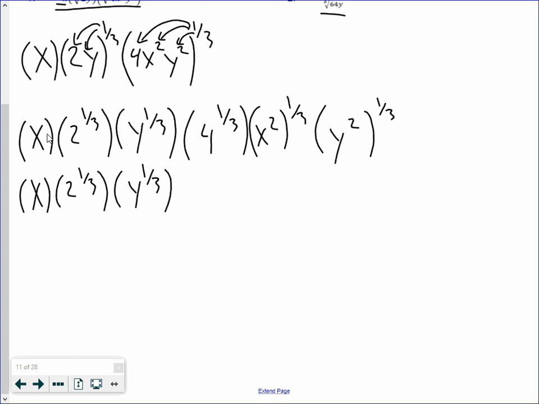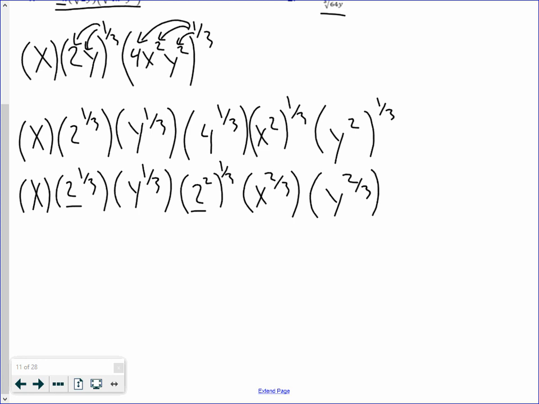For this 4 to the 1/3, I'm going to change 4 into 2 squared. I'm going to do that because if I can change it into that form, I have 2 bases of 2 that I can combine together. So 2 squared all raised to the 1/3 times x squared to the 1/3, you have a power to another power. So you get x to the 2/3. And same thing with the y squared, a power to a power. So we have the power of a power property, and we get y to the 2/3.